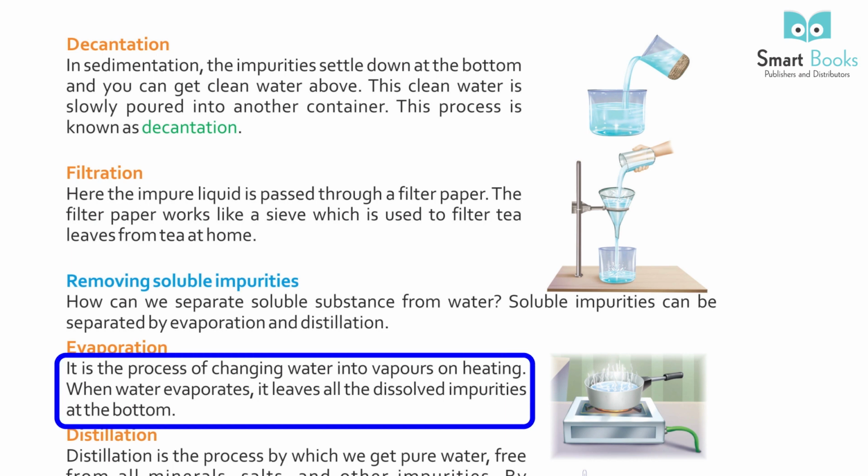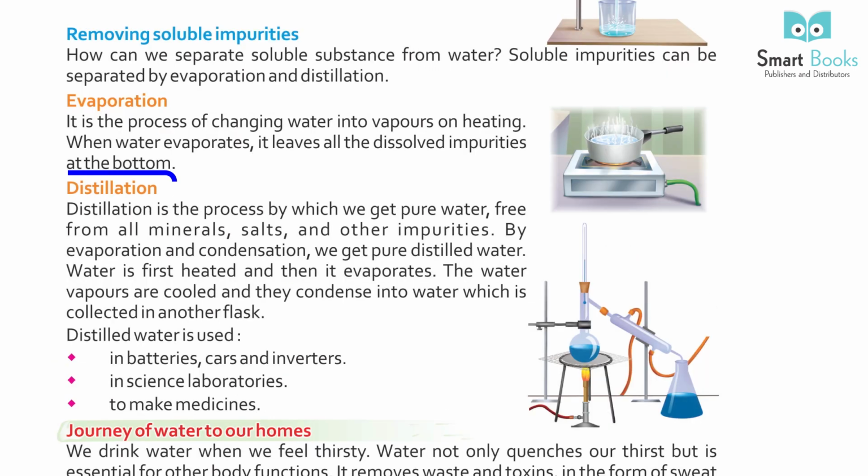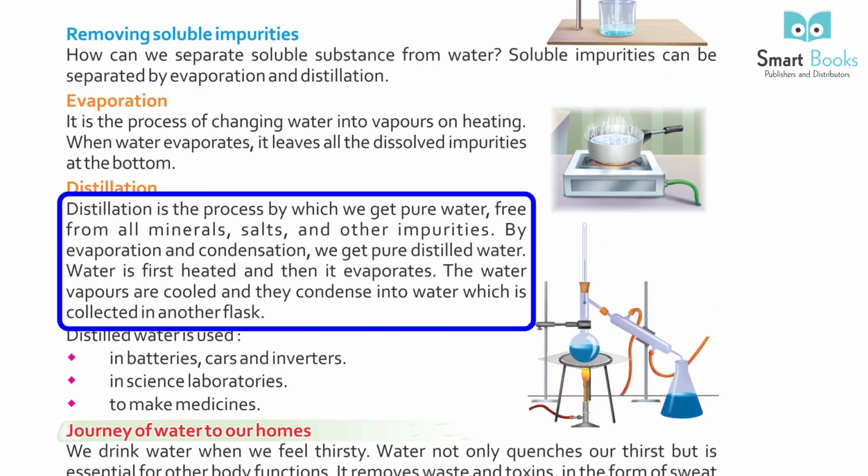When water evaporates, it leaves all the dissolved impurities at the bottom. Distillation. Distillation is the process by which we get pure water, free from all minerals, salt and other impurities. By evaporation and condensation, we get pure distilled water. Water is first heated and then it evaporates. The water vapors are cooled and they condense into water, which is collected in another flask.